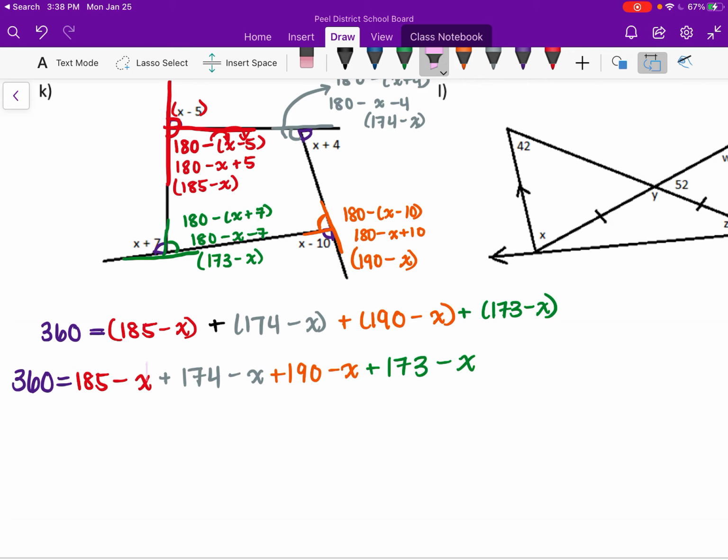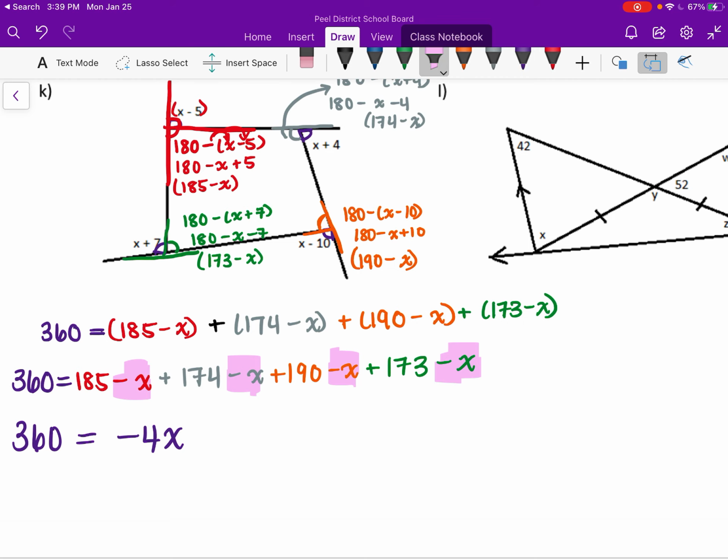Let's just go collect our like terms. Let's collect all of our x's first. 1, 2, 3, 4. So I'm going to do negative 1 plus negative 1 plus negative 1 plus negative 1. And if I do that, I'm going to get negative 4x. And I'm going to do this in purple because I'm just collecting them. So 360 is equal to negative 4x.